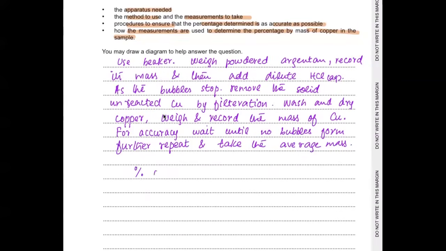Now, calculate the percentage of copper: mass of copper divided by mass of Argentine and then multiply by 100. So we will get the percentage mass by mass of copper. Is this clear to all of you?